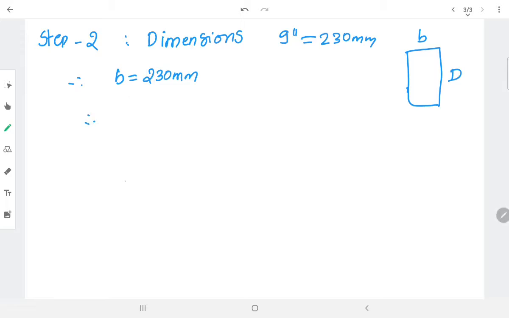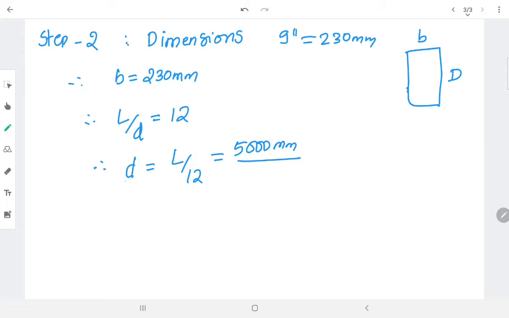So I'll be finding the depth here. L by small d is equal to, for better safety I'll be taking 12. So d is equal to L by 12. You know the length of beam. L is equal to how much? This is 5000 mm, the length of this beam, and I am taking L by D as 12. So I got 410.6 mm. The depth of beam required is small d equal to 410.6.